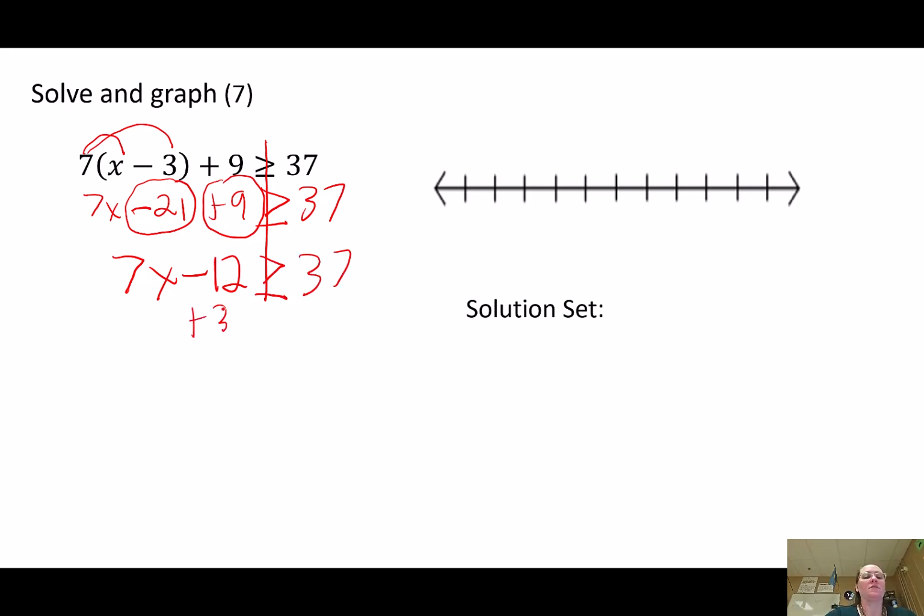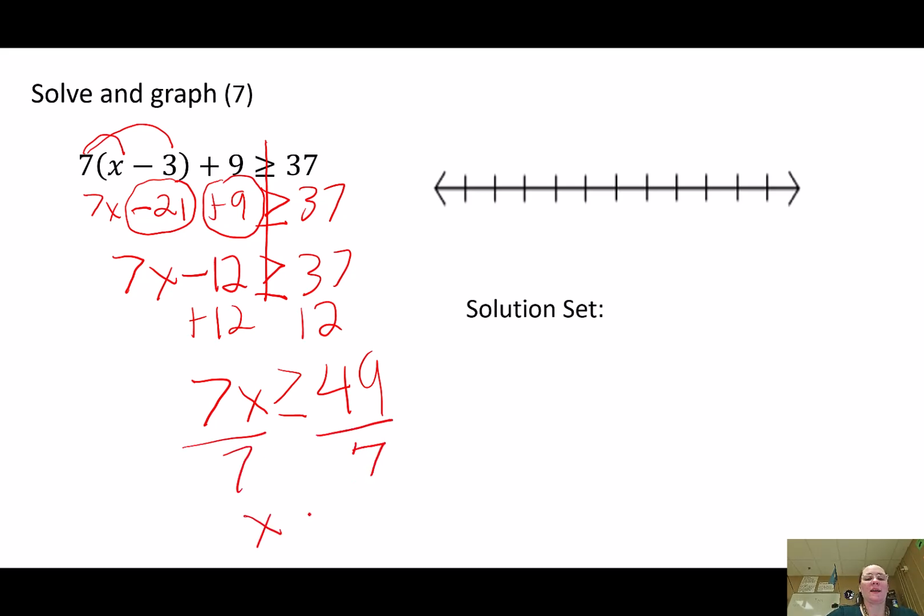I'm going to add 12 to both sides of my inequality. So 7x is greater than or equal to 49. From here, I divide both sides by 7, and I get x is greater than or equal to, well, 49 divided by 7 is 7. So our solution set is x is greater than or equal to 7. So because it's greater than or equal to, we're going to have a closed circle at 7. And since it's greater than, we're shading to the right.